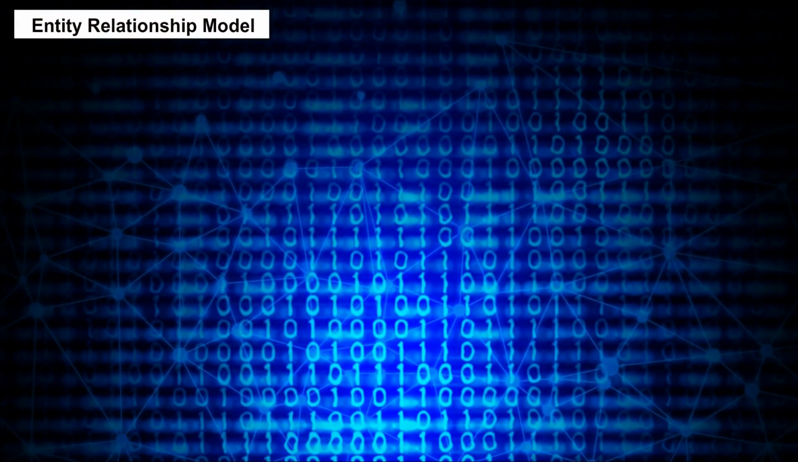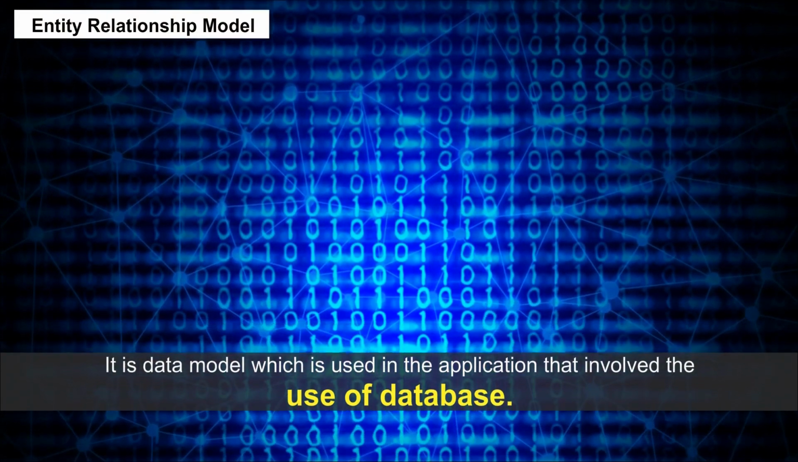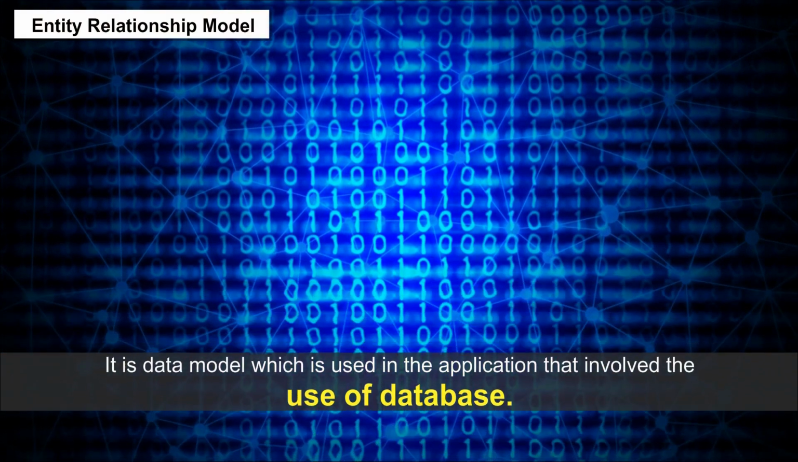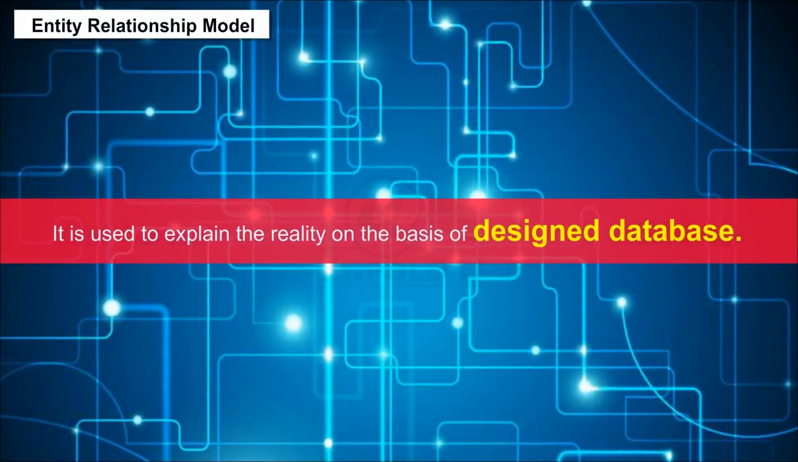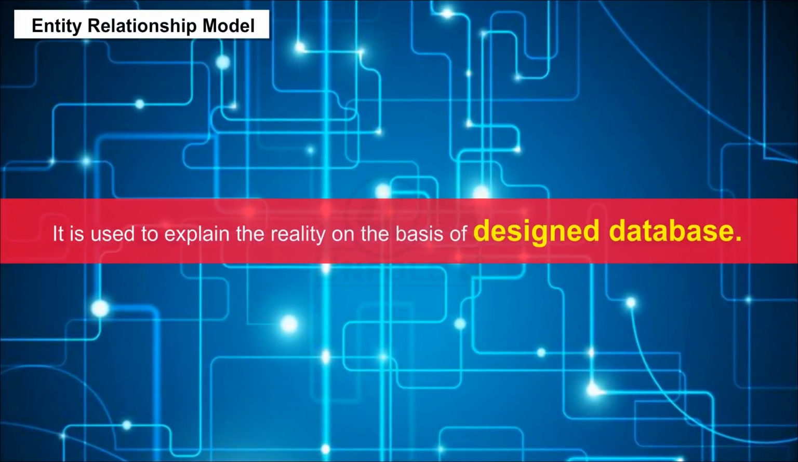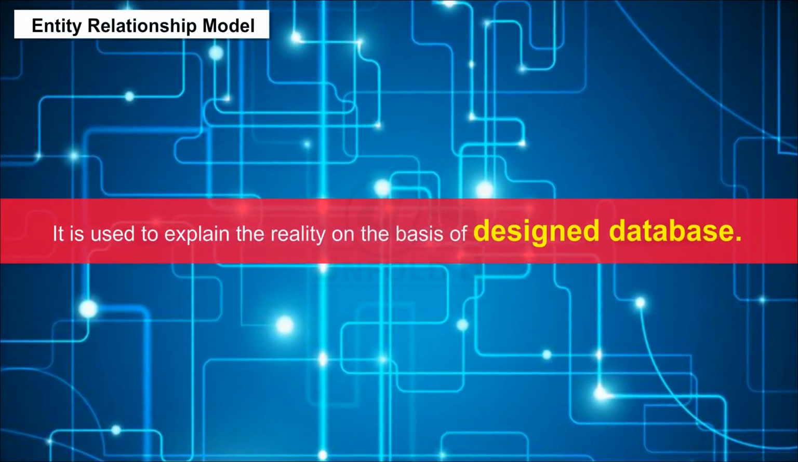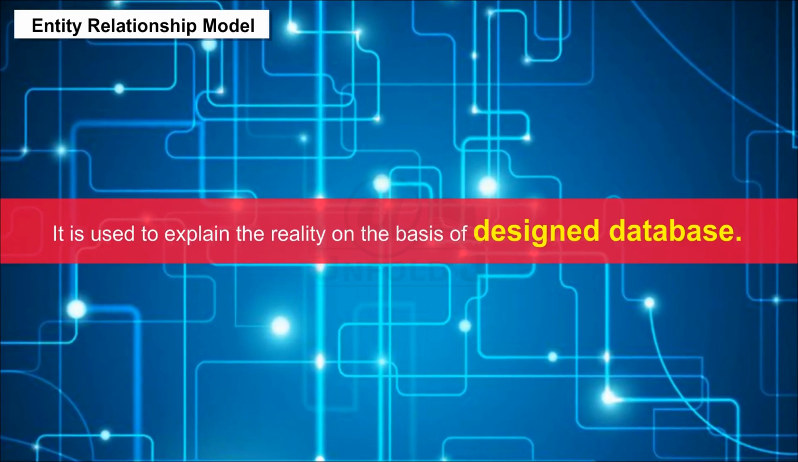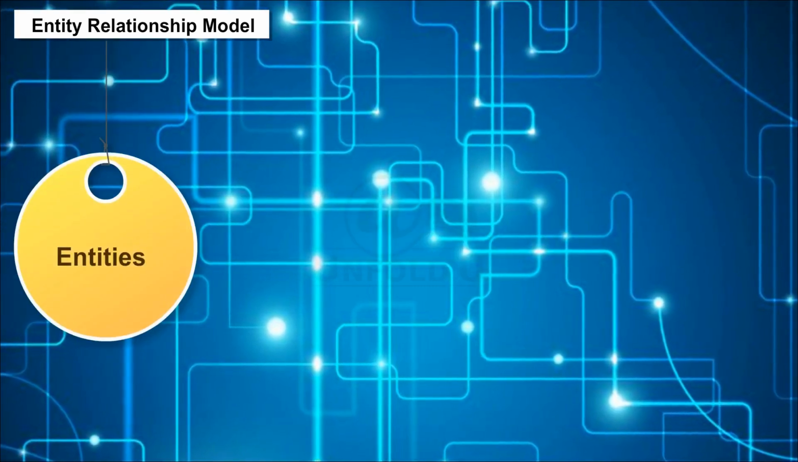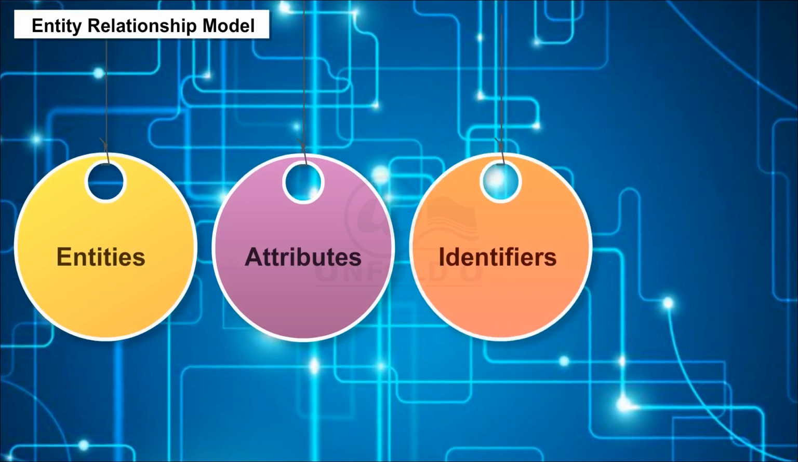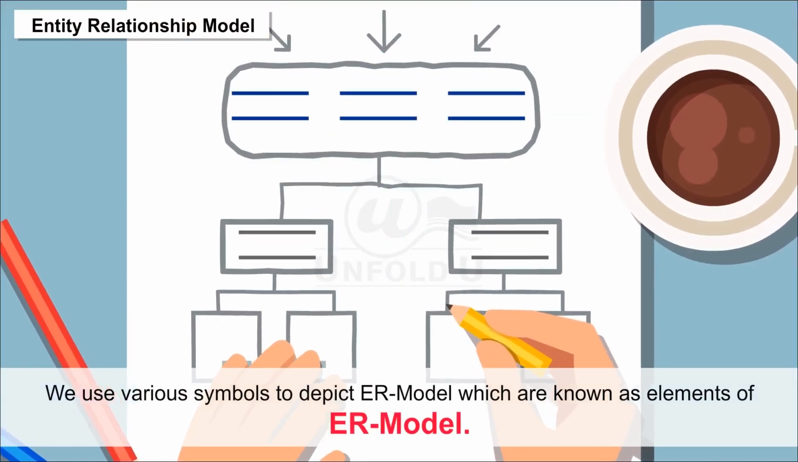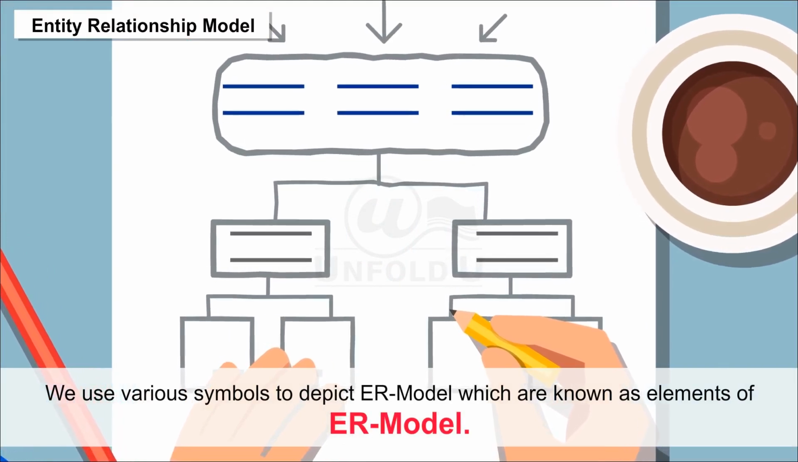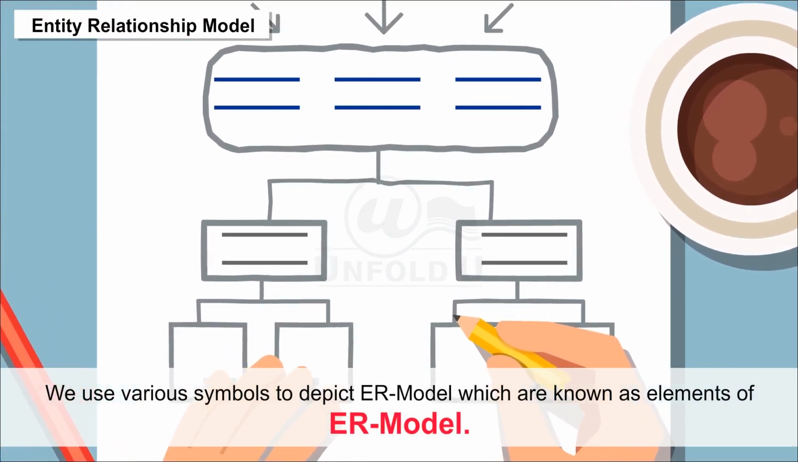ER model. Entity relationship model. It is a data model which is used in the application that involve the use of database. It is used to explain the reality on the basis of designed database. The components of the ER model are entities, attributes, identifiers, relationships. We use various symbols to depict ER model, which are known as elements of ER model.